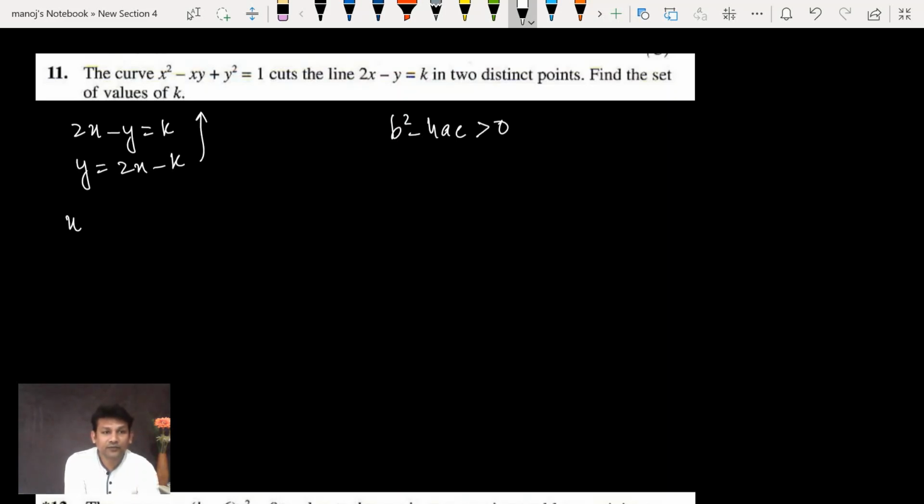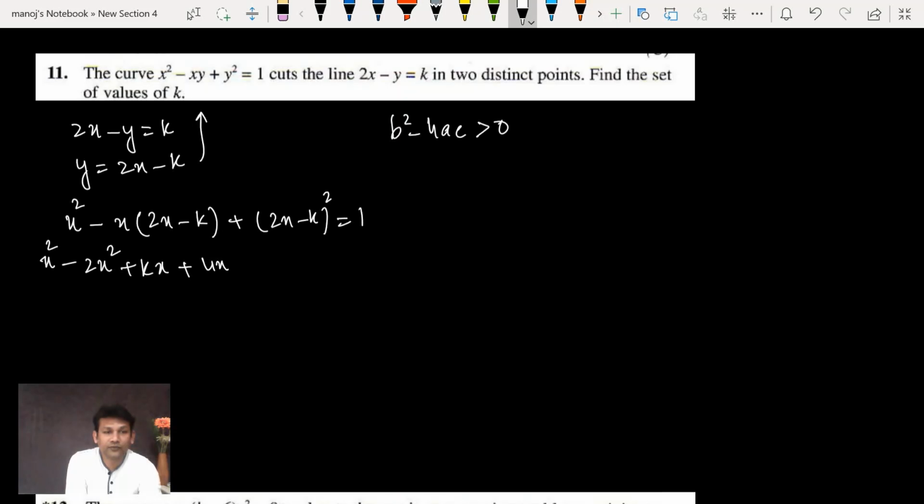So x square minus x times y, where y is 2x minus k, plus y, which is 2x minus k, the whole square, equals 1. Now we can expand this: x square minus 2x square plus kx. Okay, we can use a formula here, the perfect square, a square minus 2ab plus b square, so 4x square minus 4kx plus k square, and minus 1 you can shift here to the left hand side.